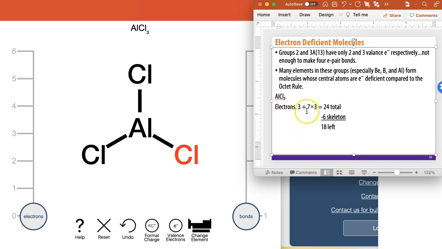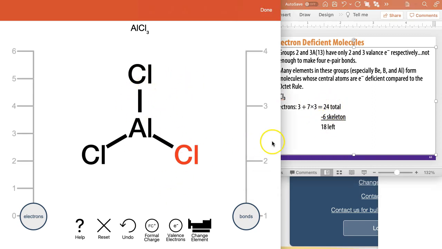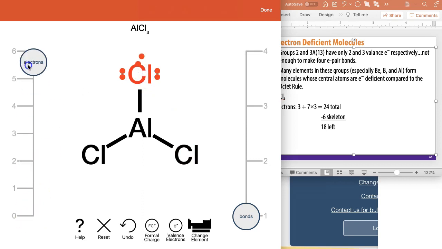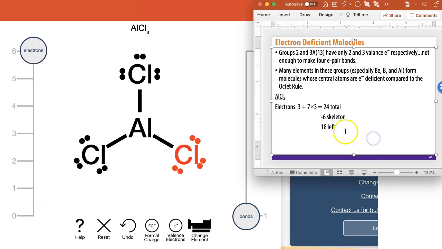For AlCl₃, Al brings 3 valence electrons, each Cl brings 7, so we have 24 total. Our skeleton gives us this type of structure, which uses 6, which leaves us with 18 left. Then I can go in and fill in my lone pairs on each of the chlorines, 6, 12, 18 electrons. So that then gets me down to no electrons left.